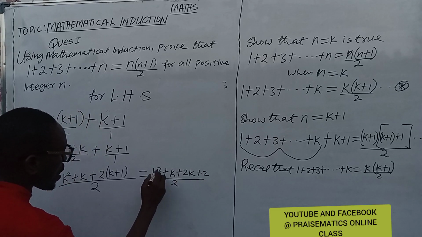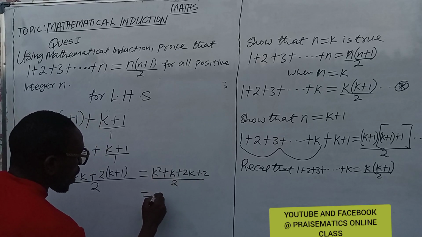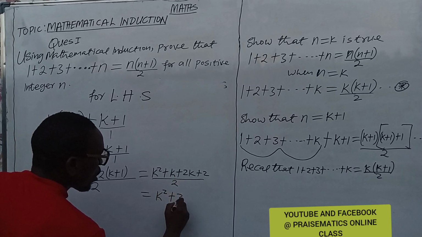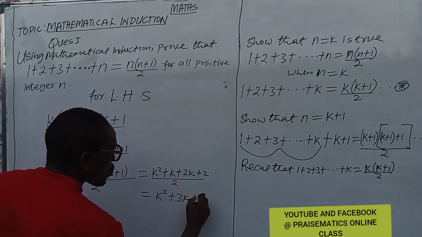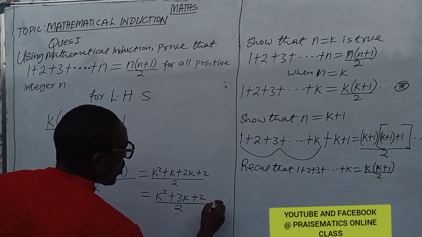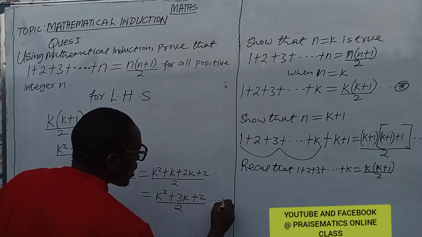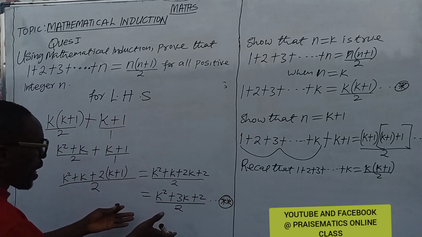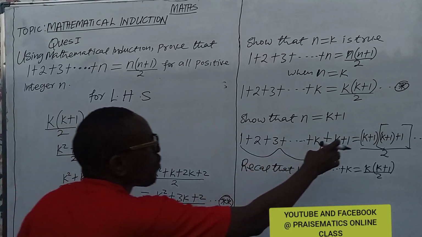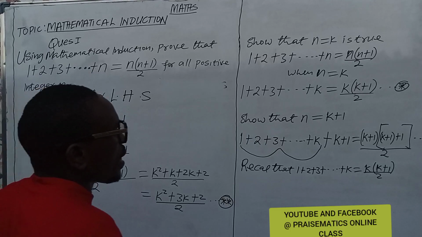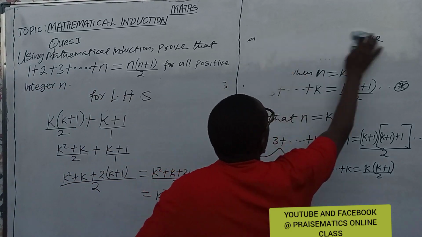Now, what do we have finally? We have collection of like terms. We have k squared plus 3k plus 2, all over 2. And that is it. Call it equation star. So we are going to check after solving this in the equation star, will it give us the right hand side? Let's expand that right hand side and see what we get.